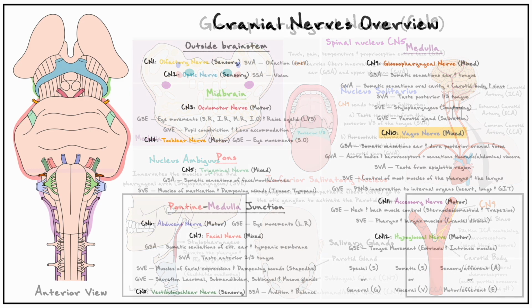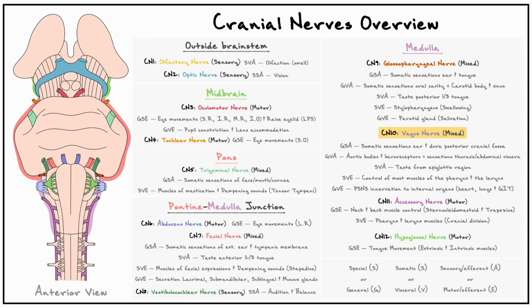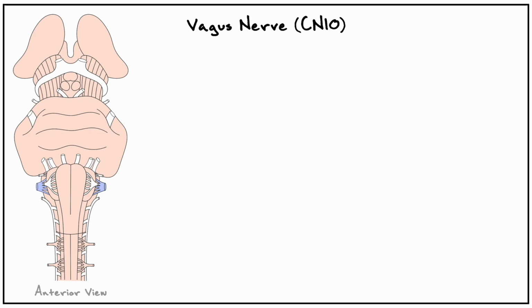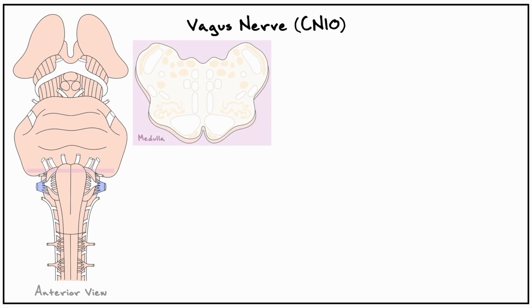With the glossopharyngeal nerve now covered, we can move on to cranial nerve 10, the vagus nerve. The vagus nerve is in some way a bit similar to the glossopharyngeal nerve, as all of the nuclei from where the different fibers originate or terminate can be found in the same cross-section in the rostral medulla.